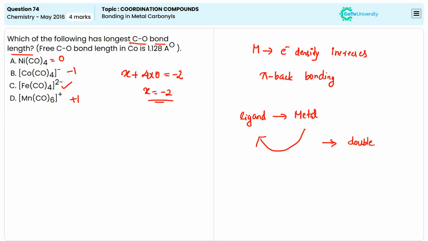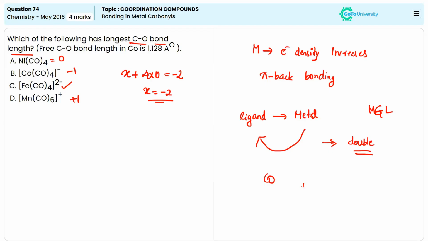That is called back bonding, and this is producing some double bond character between the metal and the ligand. So here the ligand is carbonyl group. This back bonding is happening when the metal has more electron density. So here more negative charge is present on the metal in the third one. More negative charge means more electrons will be concentrated on the iron in the third one, right?